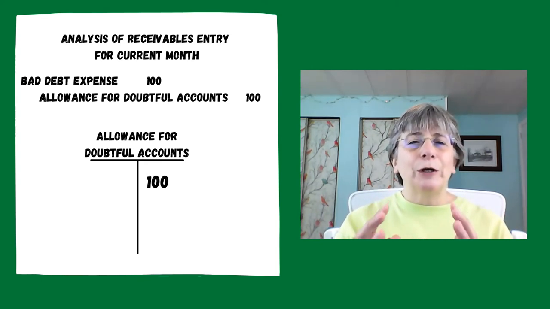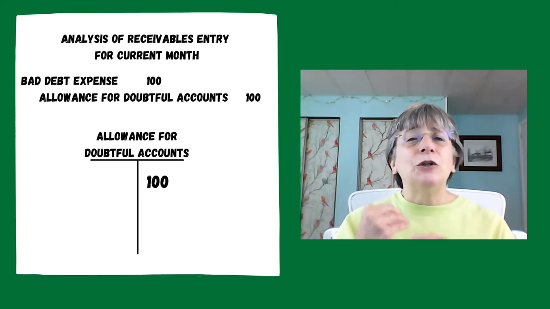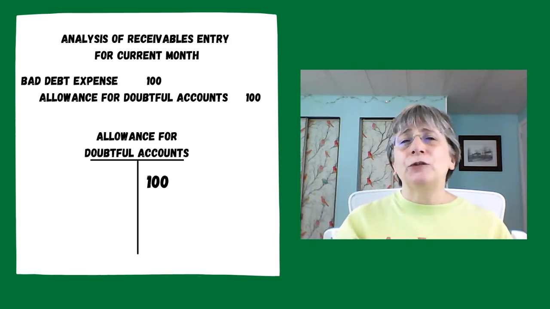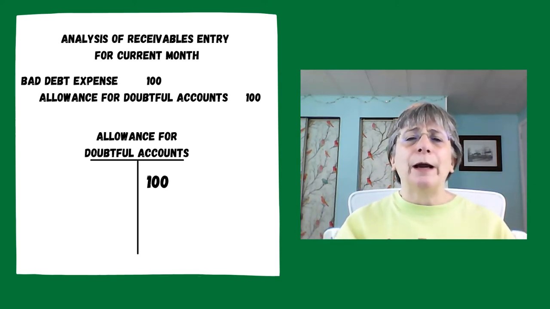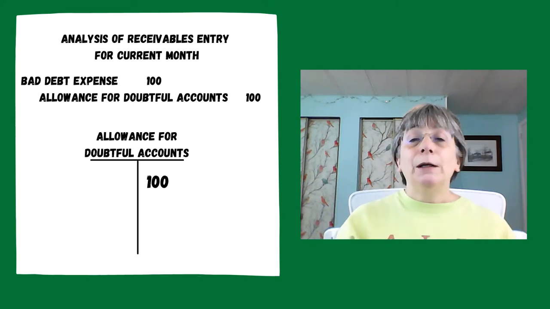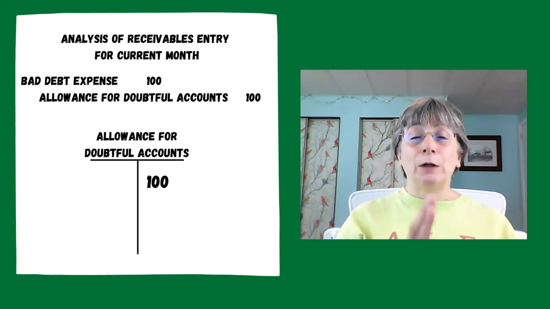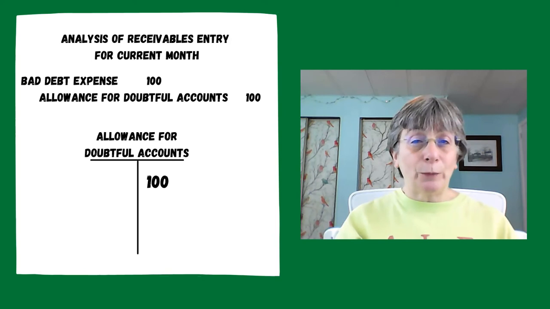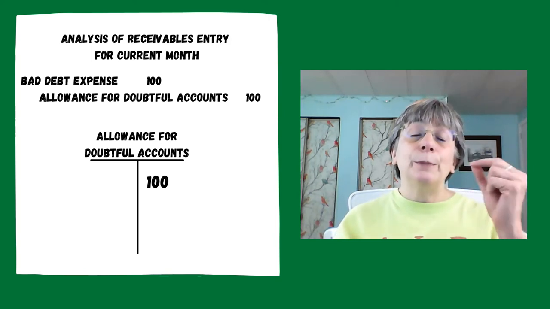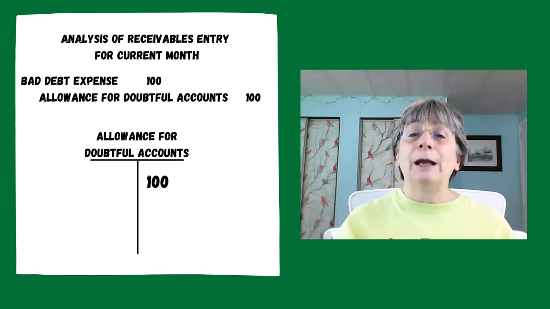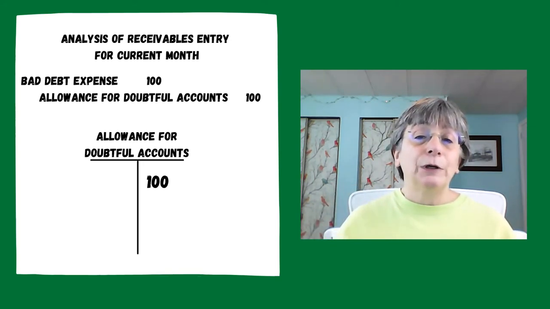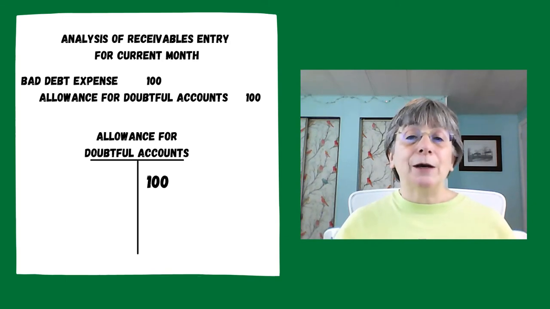In this case, we're going to look at the number and say, okay, we need to adjust this now. So let's say the number that we come up with based on our aging receivables is $100. We're going to do our bad debt expense for $100, our allowance for doubtful accounts for $100. Now, assuming that the balance in our allowance for doubtful accounts is 0 when we start, then our journal entry is going to be bad debt expense debit for $100 and allowance for doubtful accounts credit for $100. So we'll post that to our T account.